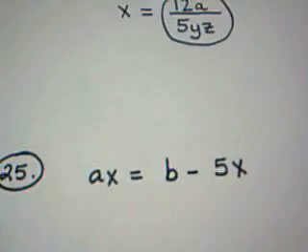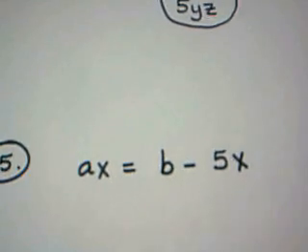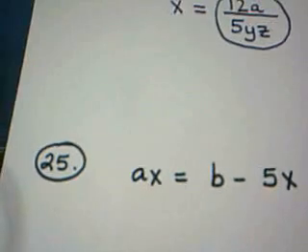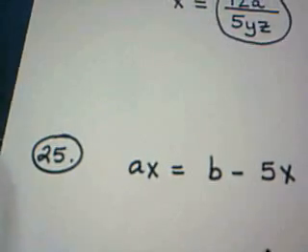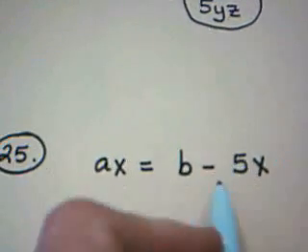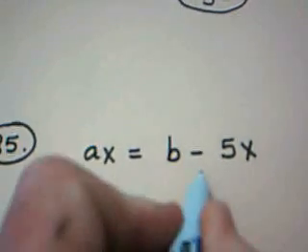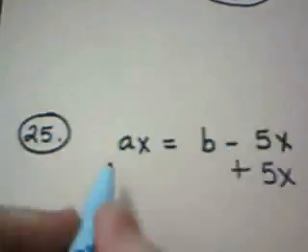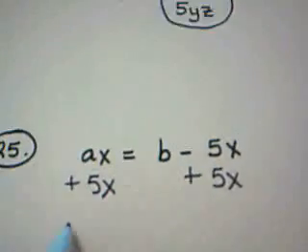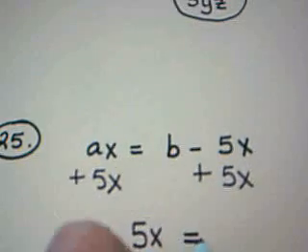Okay, question number 25. I have the equation ax equals b minus 5x, and we're trying to solve the equation for x. Our first step on this problem, we're going to need to get all of the x's on the same side of the equation. So basically what I'm going to need to do is to move this negative 5x over to the other side, and we're going to do that by addition. What we do to one side, we do to the other. So we have ax plus 5x is equal to b.